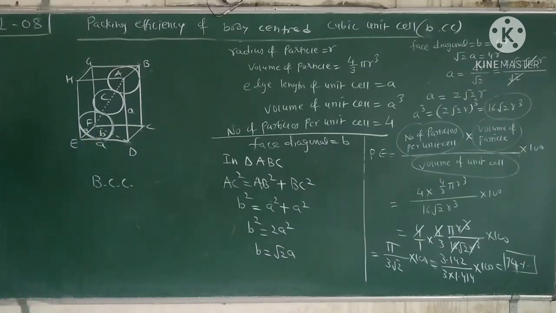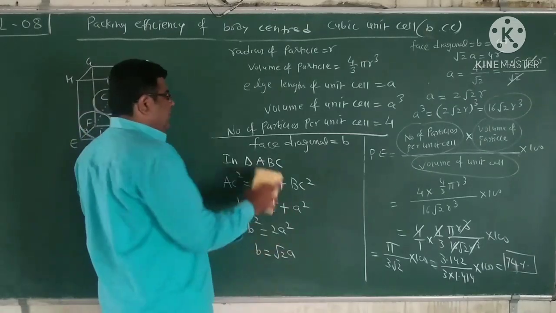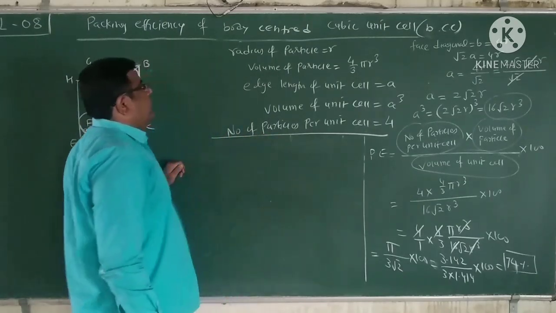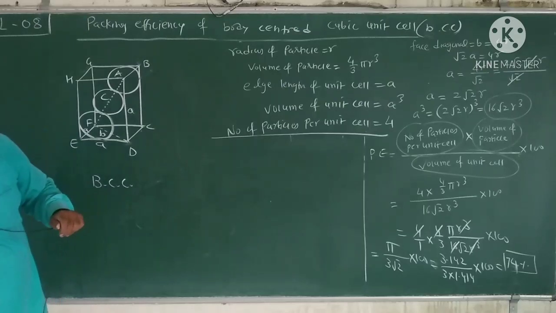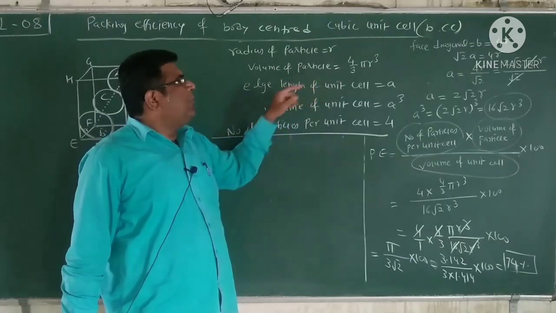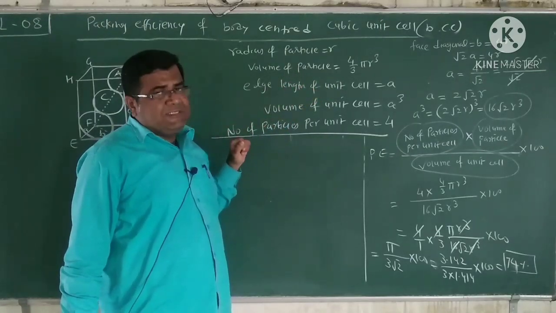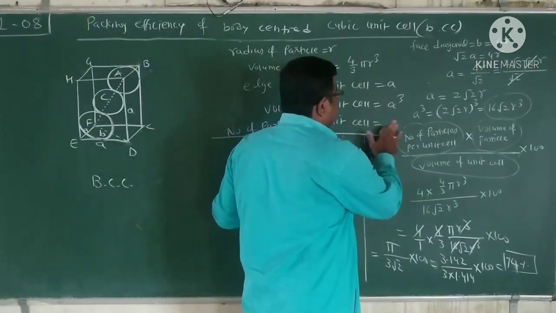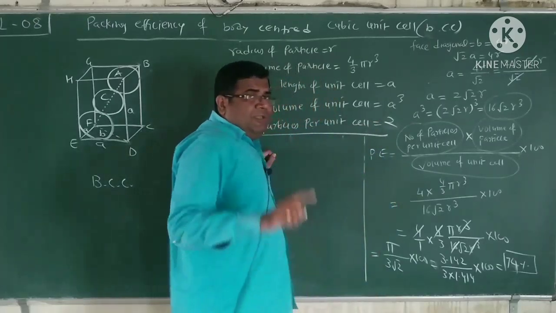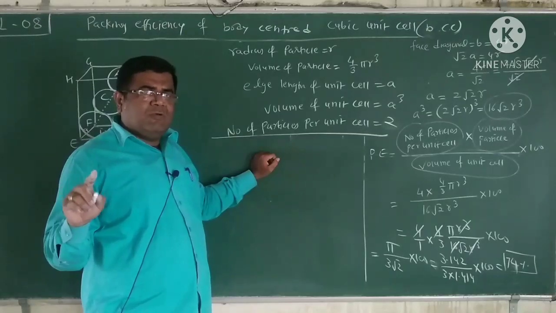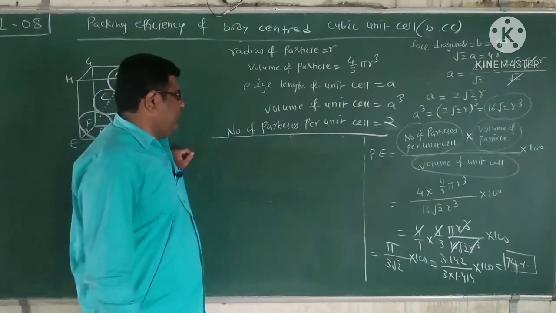Now I have to calculate the packing efficiency. For that, the first 5 points will be the same. The radius of the particle is small r. Volume of the particle is 4 by 3 pi r cube. Edge length of the unit cell is A. Volume of the unit cell is A cube. Number of particles per unit cell is 2 here in BCC: 8 corners into 1 by 8 contribution plus 1 body center into 1 contribution. 1 plus 1 equals 2.